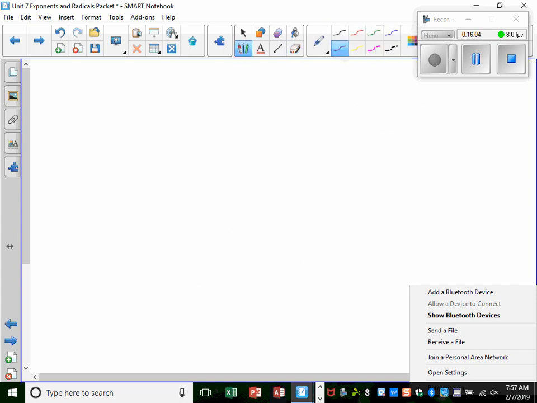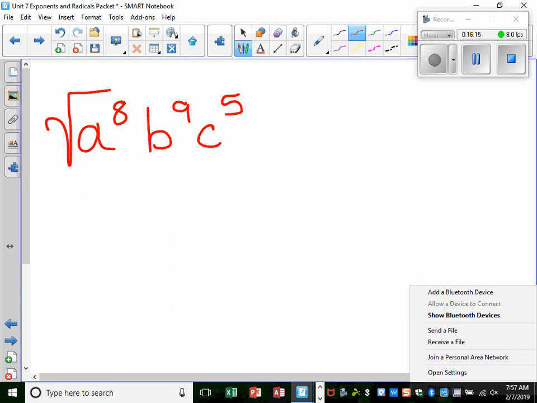Okay, so let's take another one. So let's say I had a to the 8th, b to the 9th, and c to the 5th. And this is all under the radical. Okay, so we know the invisible index is 2. So is 8 a perfect exponent? Yes. Okay, so what is 8 divided by 2? 4. So that's going to go on the outside. So we've taken care of that. All right, so that's gone.